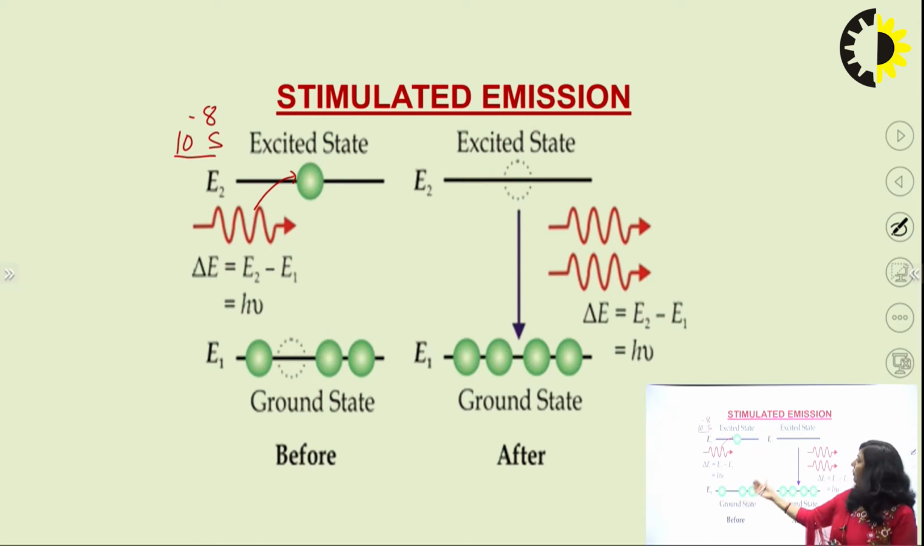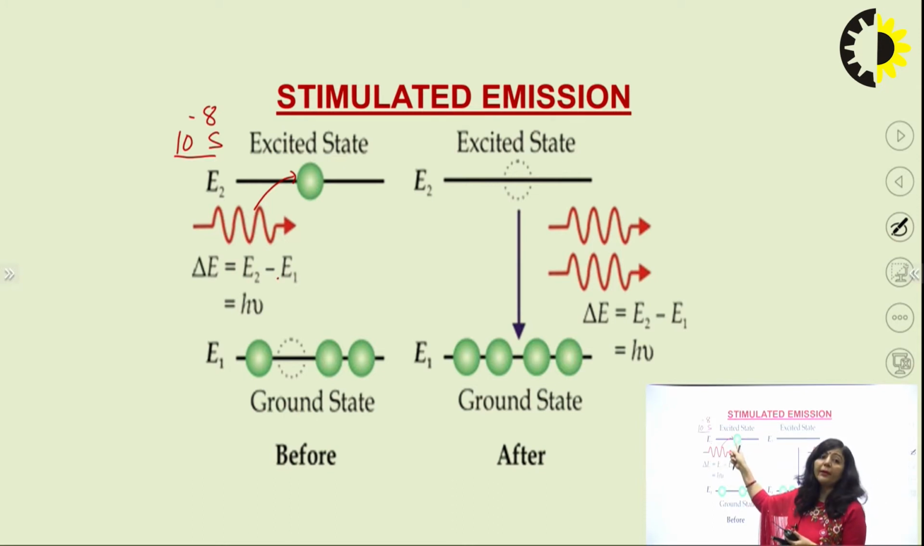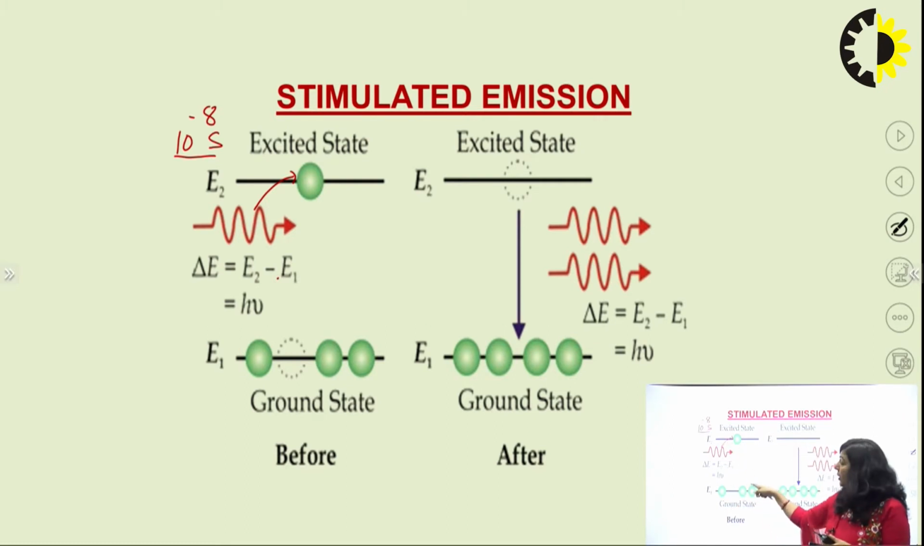And when the transition from 2 to 1 takes place, electrons have to release their extra energy, which is E2 minus E1. So now exactly what is happening? This photon is triggering a transition from 2 to 1 before 10 raised to power minus 8 seconds. This transition is not a natural process now. It is a stimulated process. And since during this process a photon is emitted, it is an emission process. So the complete term to describe this process is stimulated emission.